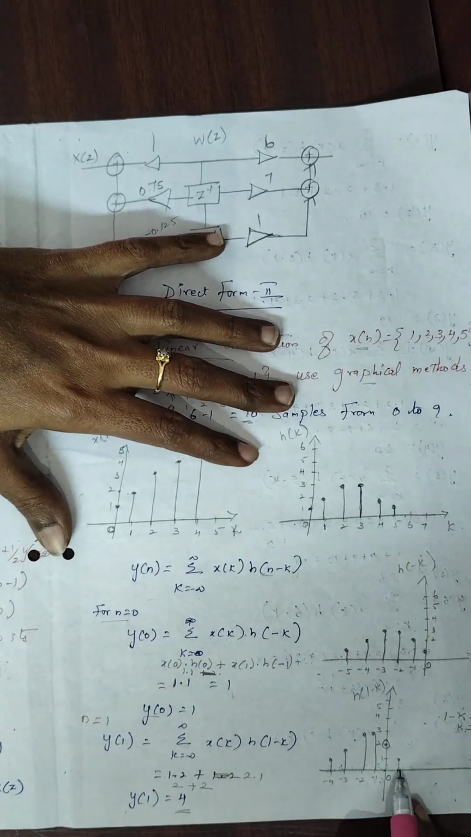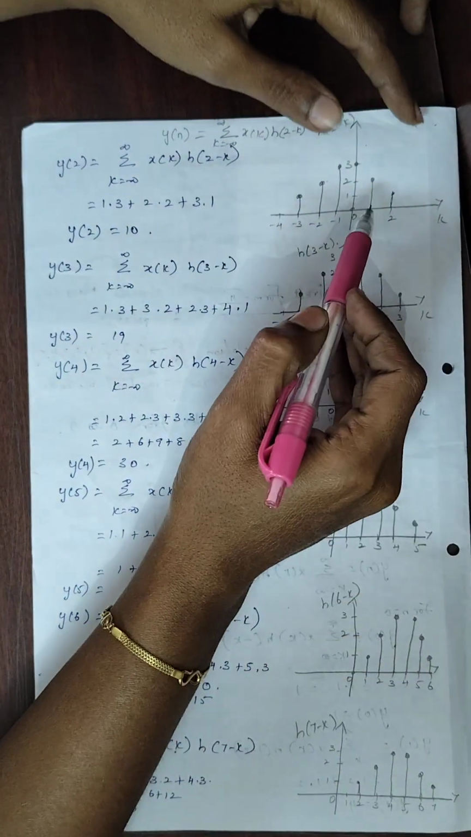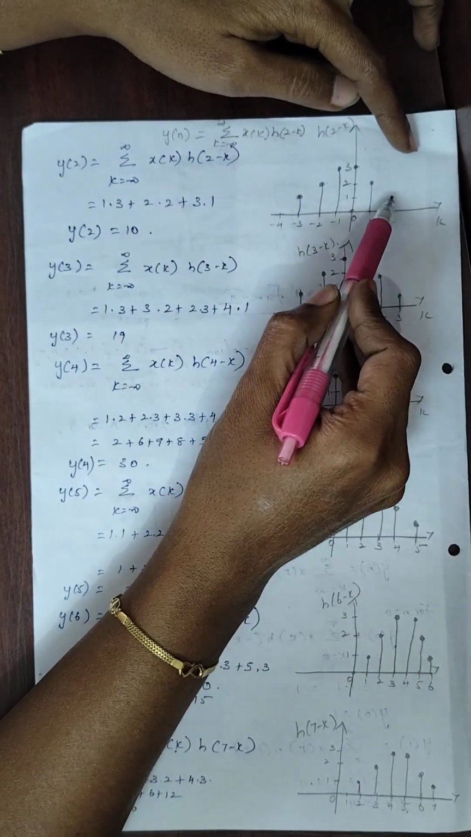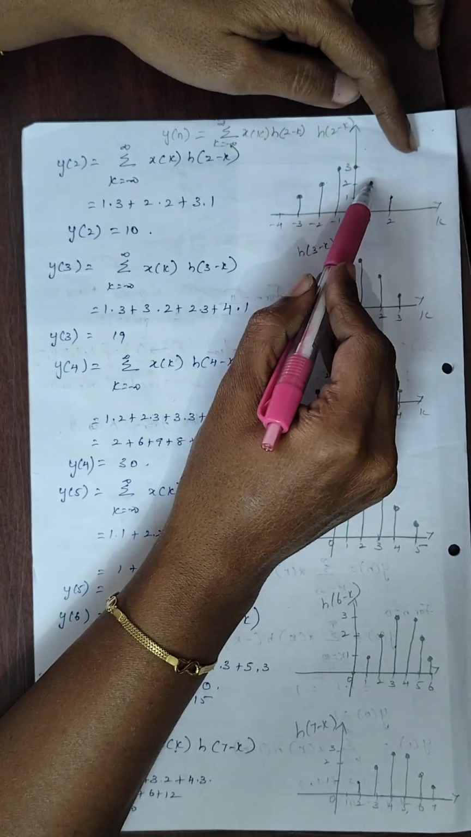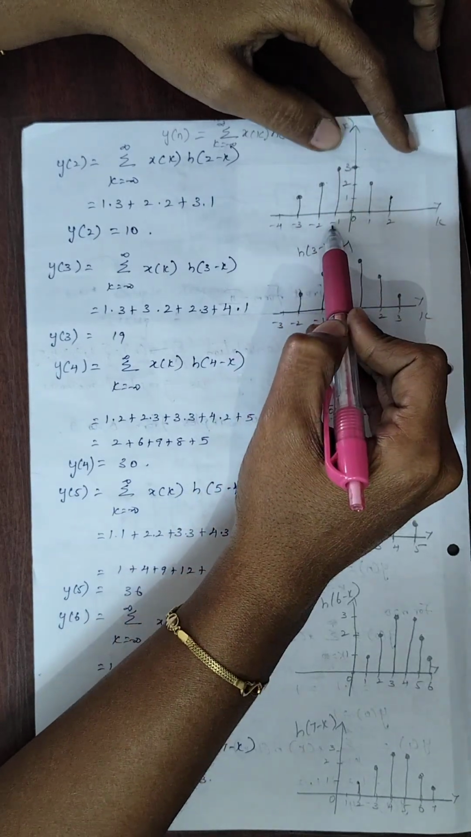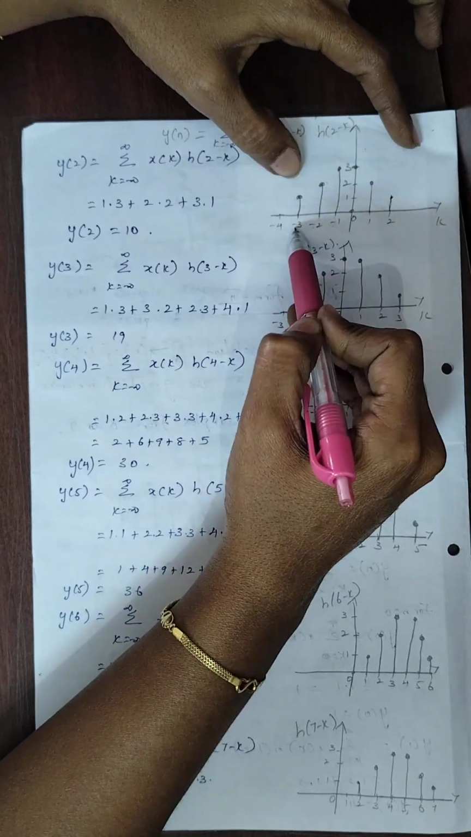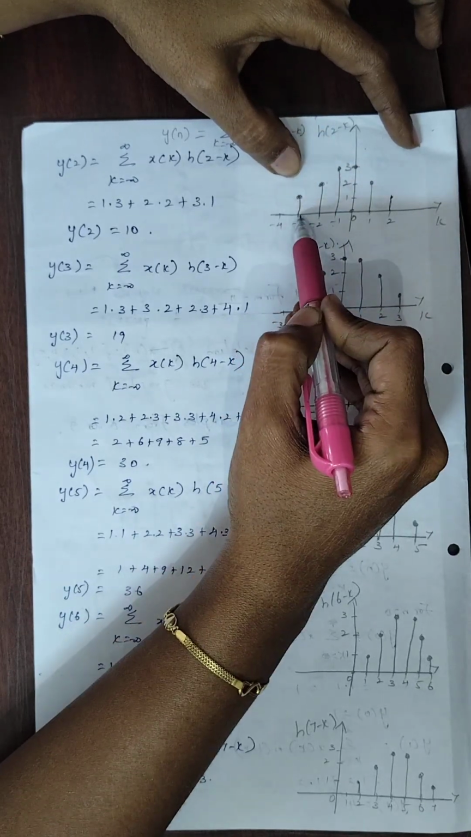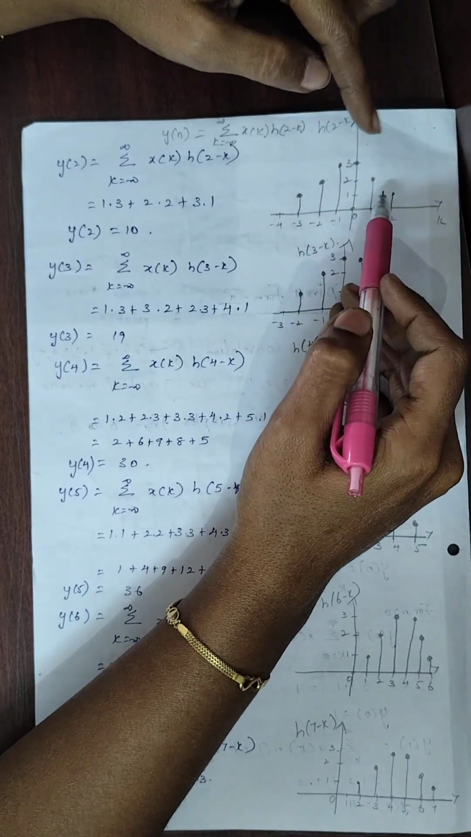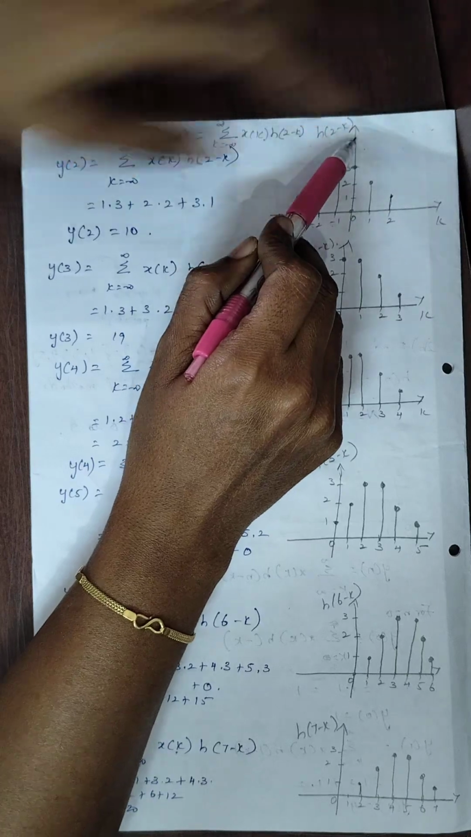Here at 1 the amplitude is 1, then it goes to 2. For 2 the amplitude is 1, for 1 the amplitude is 2, and for 0 the amplitude is 3. Minus 1 the amplitude is 3, minus 2 the amplitude is 2, and minus 3 the amplitude is 1. With 1 time shifting in h of 1 minus k, we can get h of 2 minus k.